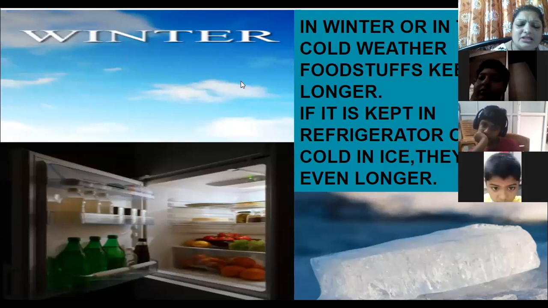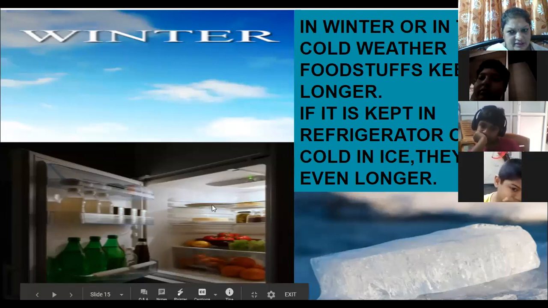all the chapatis have become sticky. That means they are totally spoiled. So it depends upon the season also. In winter season, foodstuffs remain for a longer time. But in summer season, the foodstuffs do not remain for a longer time. So you have to keep it in the refrigerator or in cold ice, and they will remain longer.